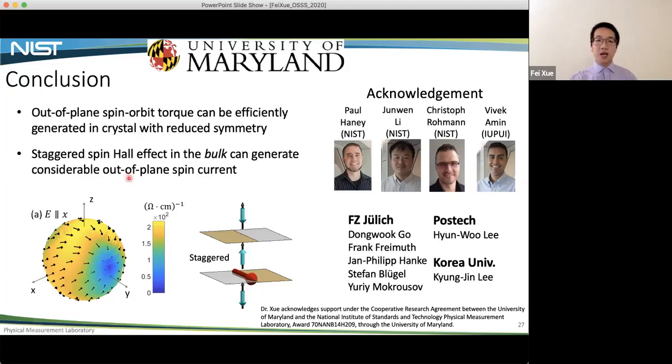So we look at a bulk staggered spin Hall effect in the tungsten ditelluride, and find that this indeed can generate considerable spin current. We also propose some new materials, and this paper will be published shortly, so you can check it out, and if you like, you can do your own chemistry finding to find a better material.